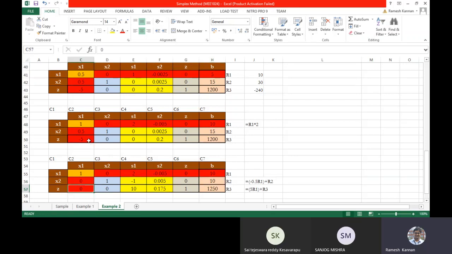Then the next step is z. Z is minus 5. How do you make minus 5 become 0? Multiply row 1 by 5 and add it to row 3. So 5 into row 1 plus minus 5 will become 0. Similarly, 5 into 0 plus 0 is 0. 5 into 2 is 10. 10 plus 0 is 10, and the process continues to here.